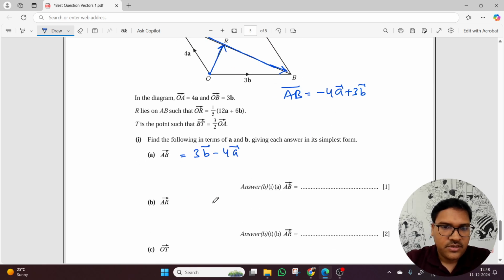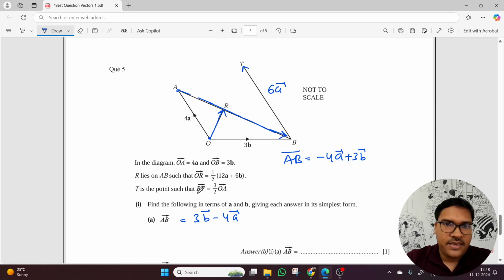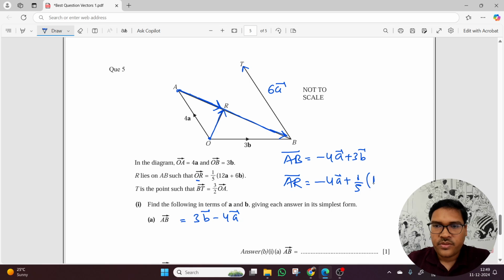Now the next part is find AR vector. What is AR vector? This is our AR vector. Now how will you get this AR vector? So AR vector will be equal to, go from A to O, this is minus 4A, and O to R. Now O to R vector is given to you. This is 1 by 5 (12A plus 6B). Now you have to just simplify this.